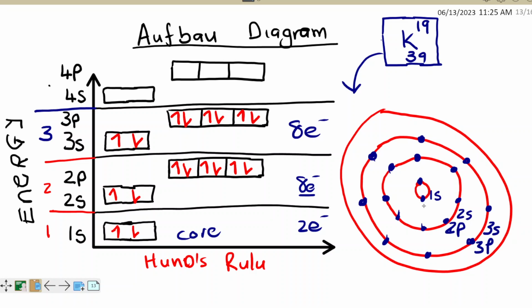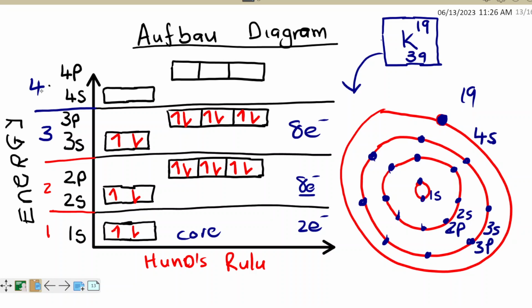How many electrons now? 2 plus 8, that's 10. Plus 8, that's 18. So we only need 1 now. So the fourth energy level is going to have only 1 electron, to make it 19. Now we have 19. So the fourth is going to be the 4s orbital.